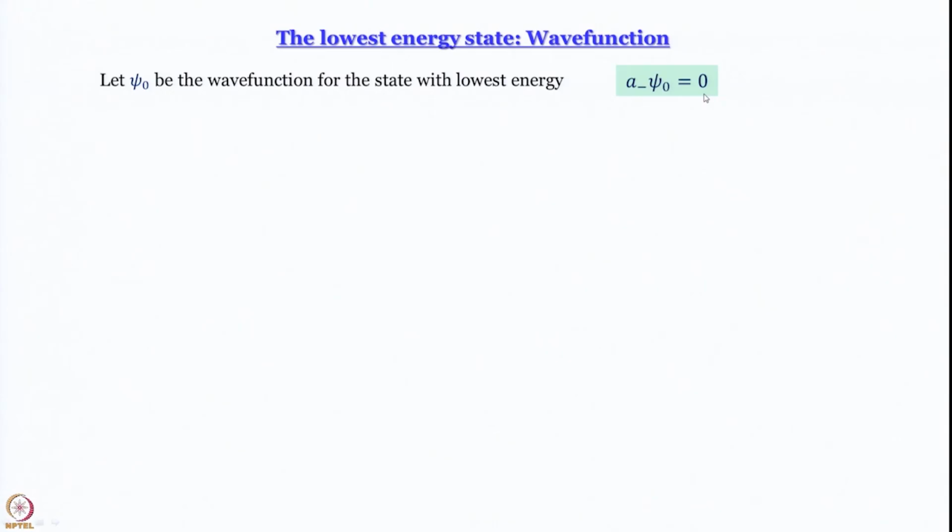Now, we know what A minus is, right. A minus is 1 by root over 2 h cross m omega multiplied by i p plus m omega x. When this operates on psi 0, I get 0. We know what the x operator is, just multiplication by the value of the position x. What is the p operator? The p operator is h cross by i d dx.